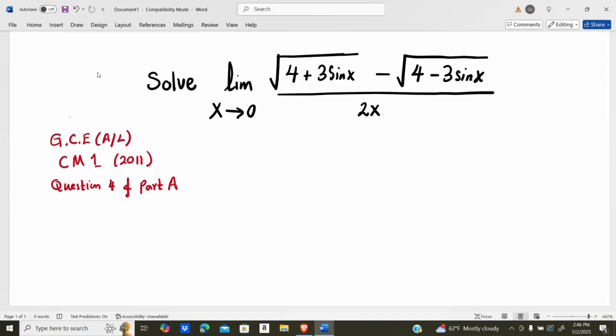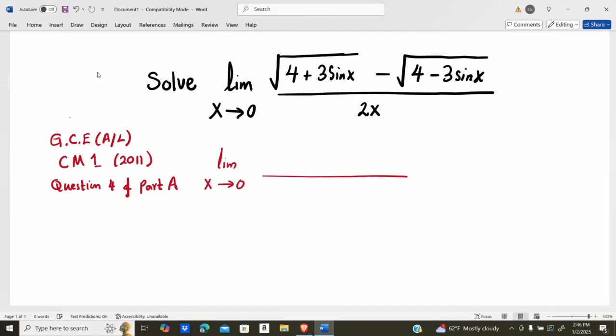So let's try to solve this limit problem. Limit as x goes to 0, find the limiting value of this expression. Whenever you see these square root terms, use the conjugate. Use the conjugate of the numerator in this case. So this is how you find the conjugate.